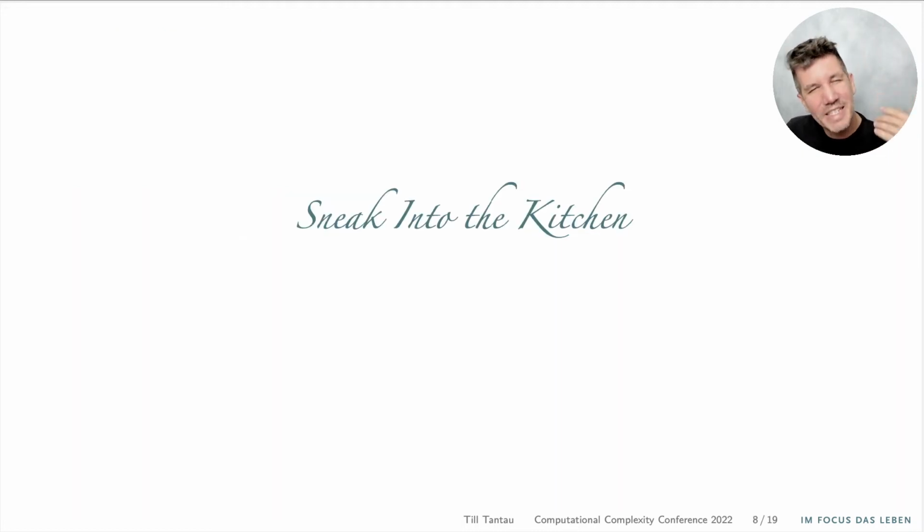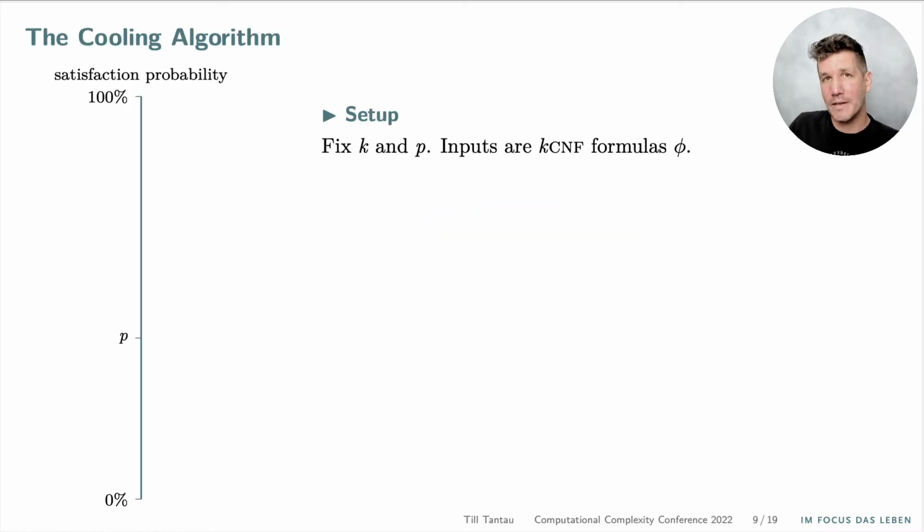Okay, let's sneak into the kitchen. I'd like to show you a little bit how this is done, talk a little bit about the proof, how do you prove this theorem. And for that, I'm going to present something I call the cooling algorithm, only for this talk, with the intuition being that you have here satisfaction probability 100%. Think of this as 100 degrees Celsius, boiling water, 0 degrees, freezing. And the cooling algorithm is going to take an input formula phi, where k is now fixed, think of k equals 4, p is fixed like 1/2 or 1/4.